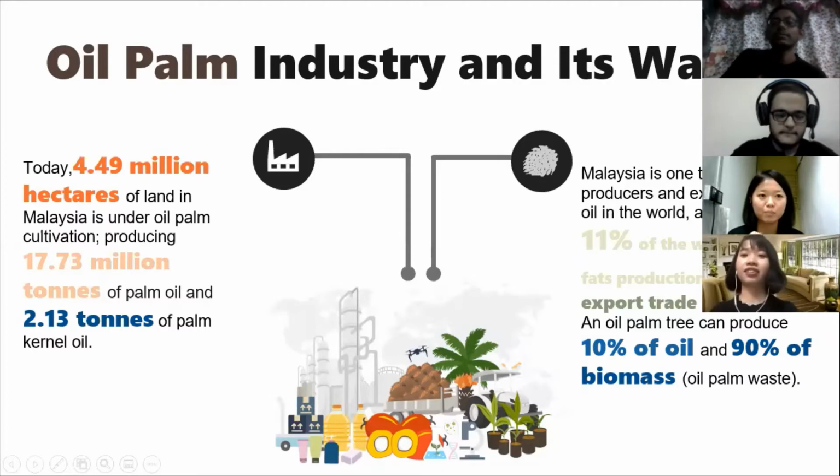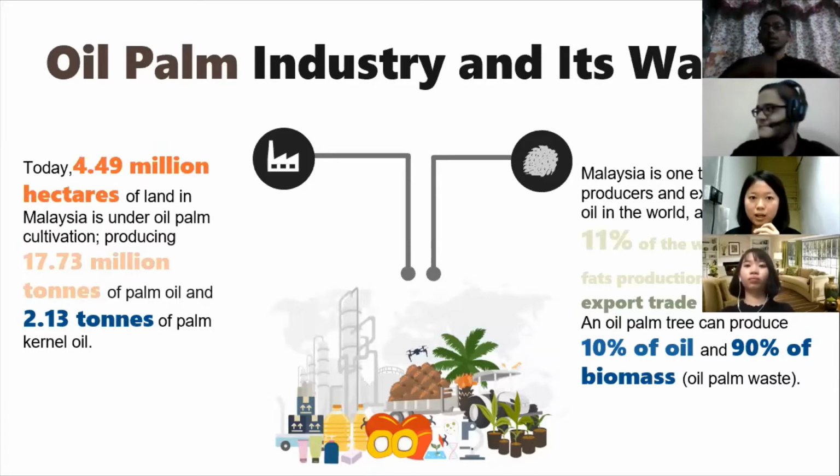So next, I'm going to present on the oil palm industry and its waste. Today, 4.49 million hectares of land in Malaysia is under oil palm cultivation, and it produces 17.73 million tons of palm oil and 2.13 tons of palm kernel oil.